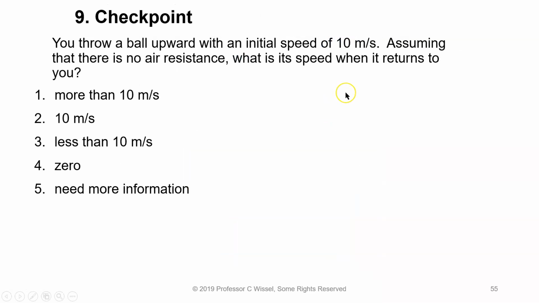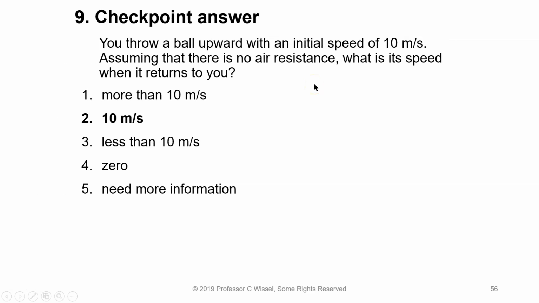G down. You throw a ball upward with an initial speed of 10 meters per second. Assuming that there's no air resistance, the useless situation in this class, what is the speed when it returns to you? Well, it's in free flight. It's going to be coming down with the same speed that it left, 10 meters per second, only down instead of up.